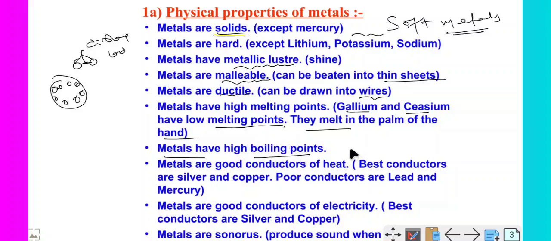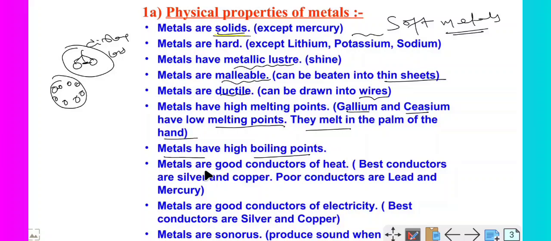Next one, metals have a high boiling point. They have a high boiling point for the same reason: in order to break the bond between two particles, they require a high amount of energy. That is the reason metals have a high boiling point.